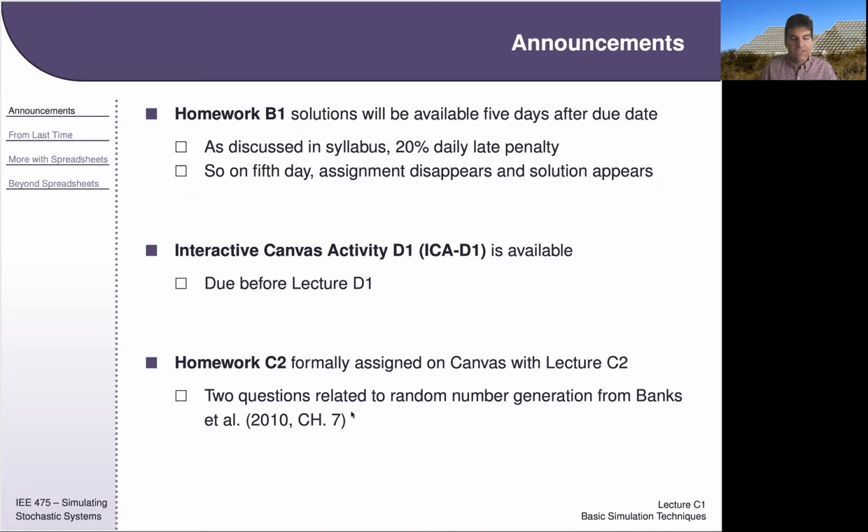And then homework C2 will formally be assigned in lecture C2, but it is already out there. In fact, I think some people have already submitted it. So it's available. That is a homework that goes over some content from this unit on random number generation. And if you want to read ahead, it tells you where to look in the textbook for that.